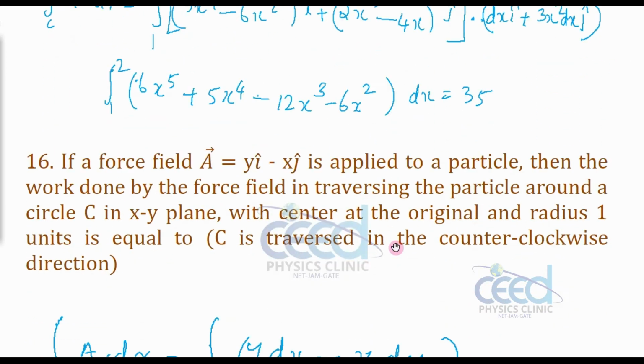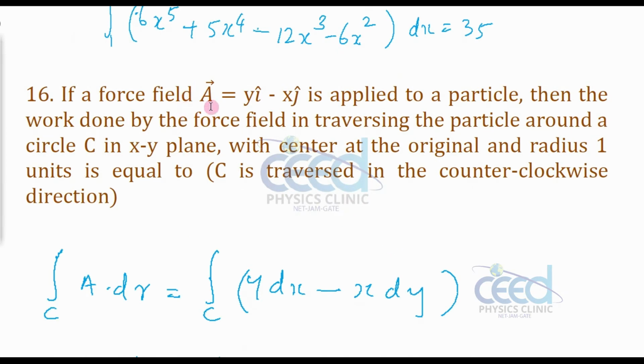Now another question: if a force field A equal to y i cap minus x j cap is applied to a particle, then the work done by the force field in traversing the particle around a circle C in the xy plane with center at the origin and radius 1 unit is equal to. So here we want to find this work done. What is work done basically? The force field is done.